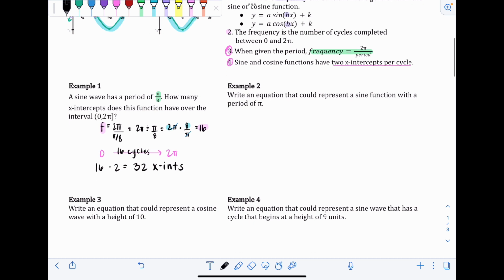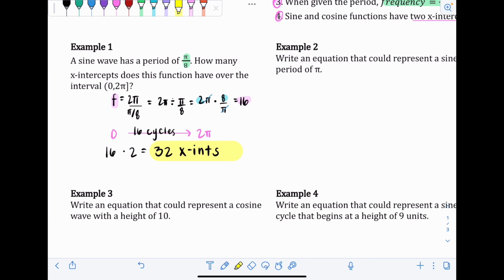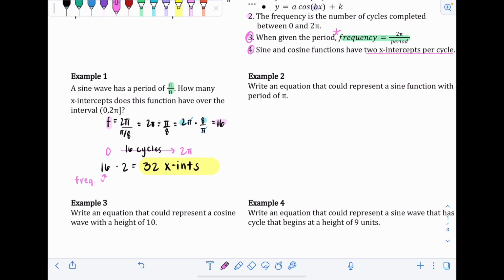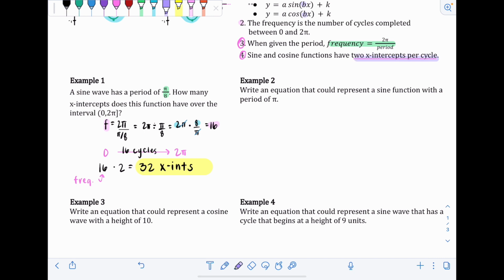Okay, and then I'm just going to add really quick, it ends up being 32 x-intercepts, but I'm just going to add a little bit more detail as far as the setup of how we got this. So the 16 was the frequency. And there's that formula for frequency right up here, once given the period. And then the 2, that number won't change. The 2 is the 2 x-intercepts per cycle. So I'm going to say always 2 x-intercepts per cycle.